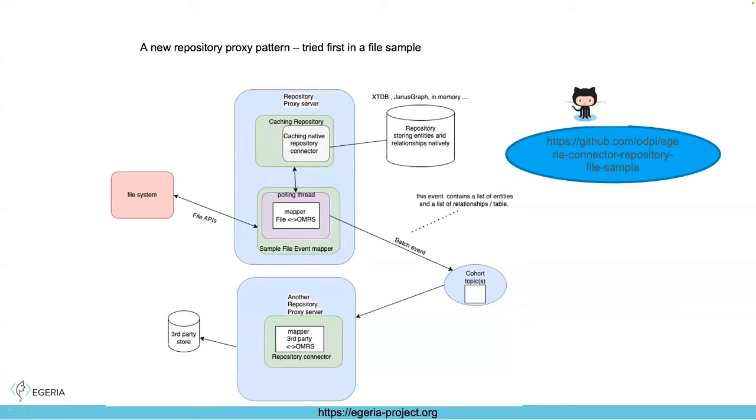So first of all, we came up with this pattern and we thought we'd try it out first on a file system and do a sample to prove that this pattern made some sense. So the pattern still has two connectors: a caching repository and an event mapper. The event mapper has a polling thread and it goes to the third-party technology, in this case the file system, and then it maps the content of the file system into entities.